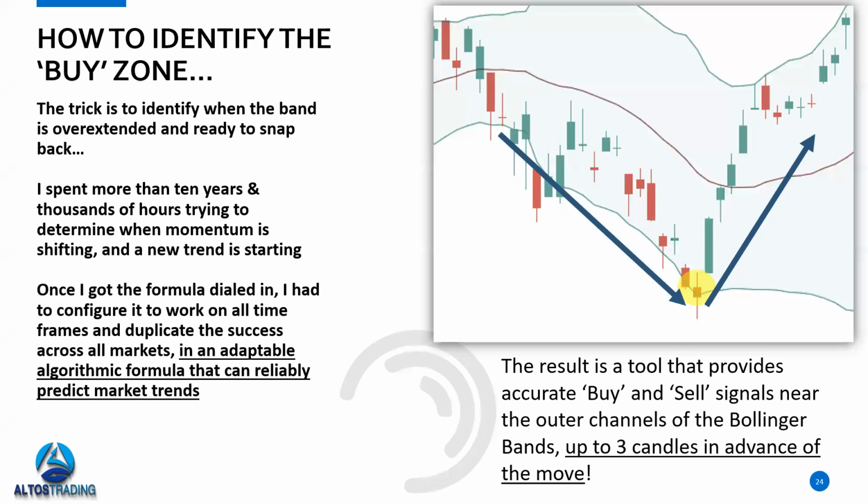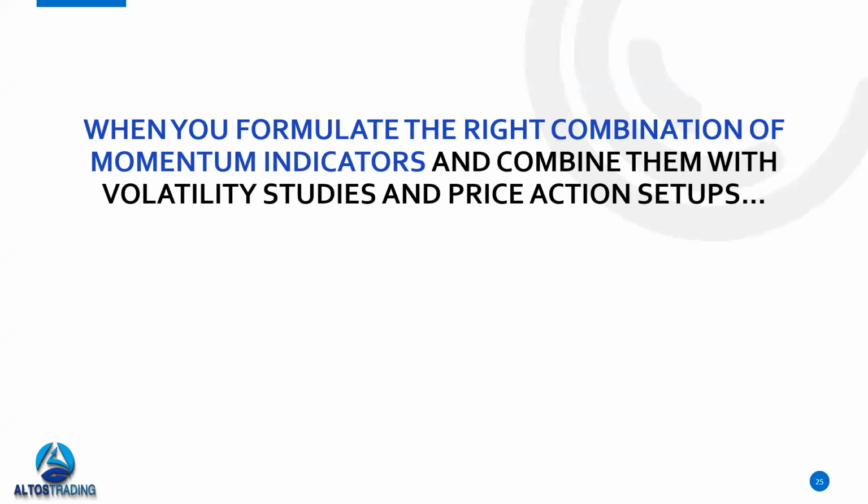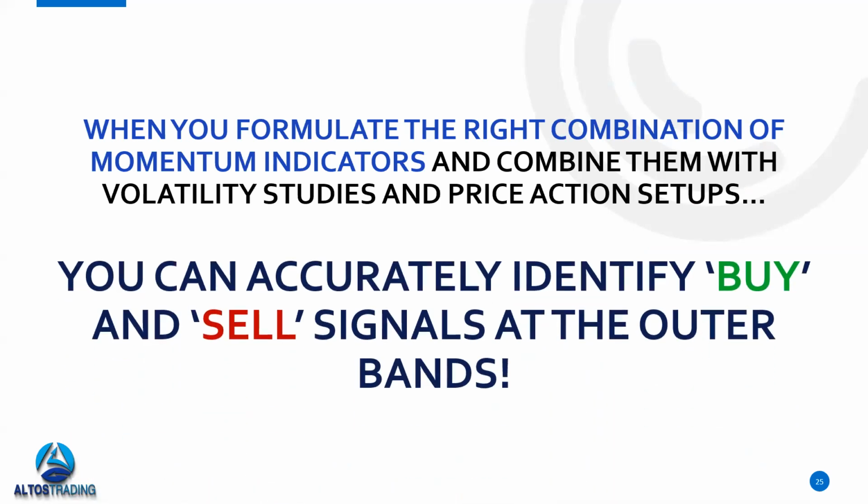But as I mentioned, I had already been successfully trading the slingshot setup. And I just wanted to get better. I wanted it to be easier without any guesswork or intuition. And I found that when I formulated the right combination of momentum studies, volatility studies, and price action, this was actually possible. And I was able to build up this algorithm that can accurately identify buy and sell signals during major market turning points, right? And when we apply this on a daily time frame, it can tell us up to 3 days in advance what the anticipated move is.